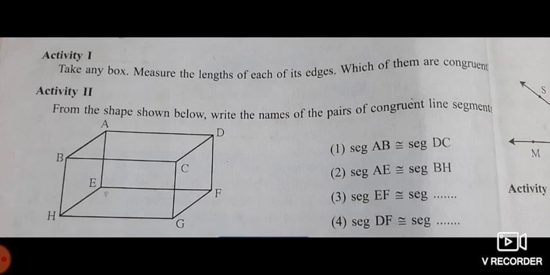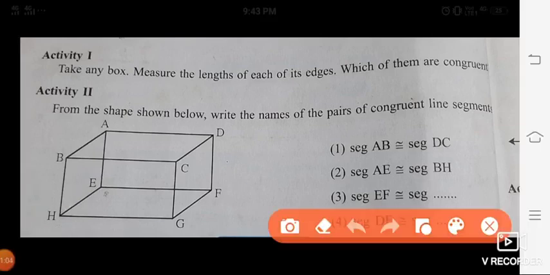Okay, like this it is a box. Suppose this box only we are considering in both the activities, but in the second activity it is named, in the first activity it is just a box. Now I'll first show you the congruent 4 pairs.